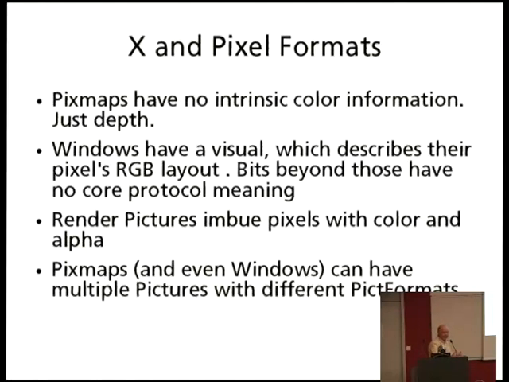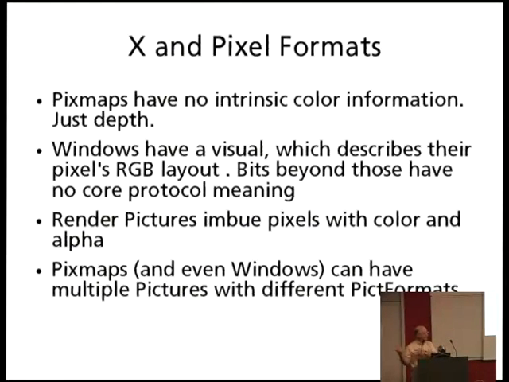Okay, one of the other things that don't match between X and GL are pixel formats. X pixels have no intrinsic color information. This is really hard for a lot of people to grasp. When you stuff pixel values into a Pixmap, there's no color associated with them at all. They don't have a red, a green, or a blue, or an alpha. It's just a bag of bits.